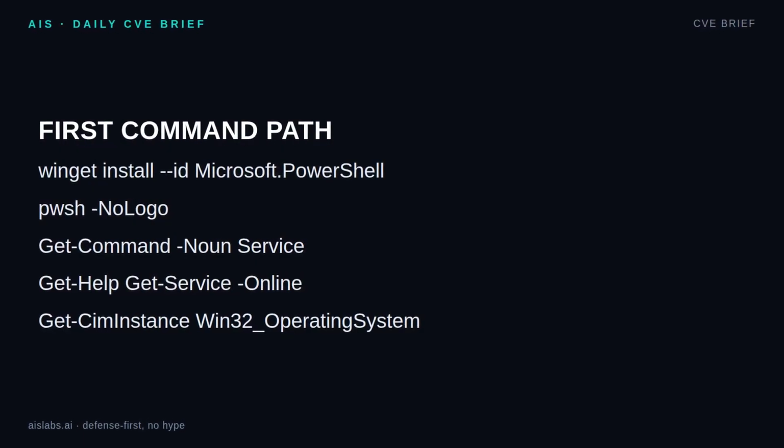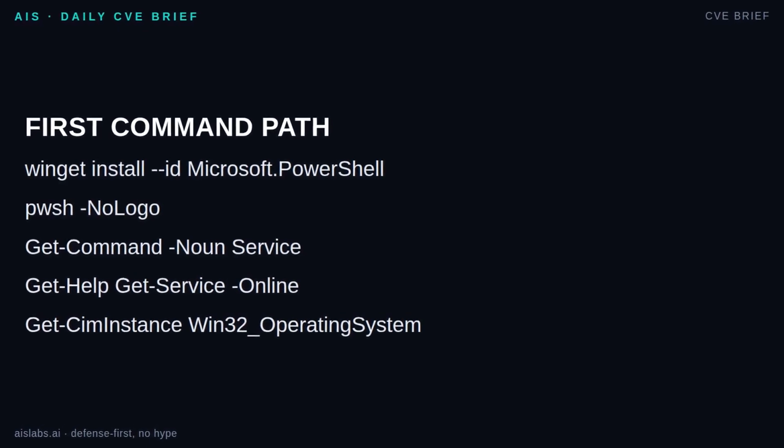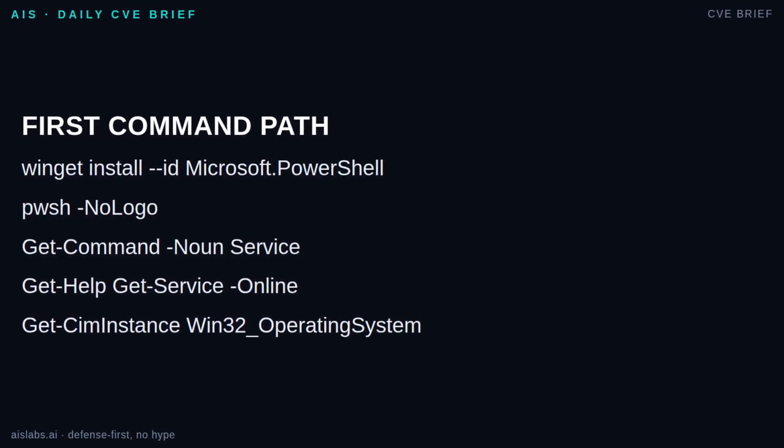Our default shell in this course is PowerShell 7, launched as pwsh. On a current admin workstation, install it with winget install --id Microsoft.PowerShell. It installs side by side. It does not remove Windows PowerShell 5.1. Start with pwsh -NoLogo.